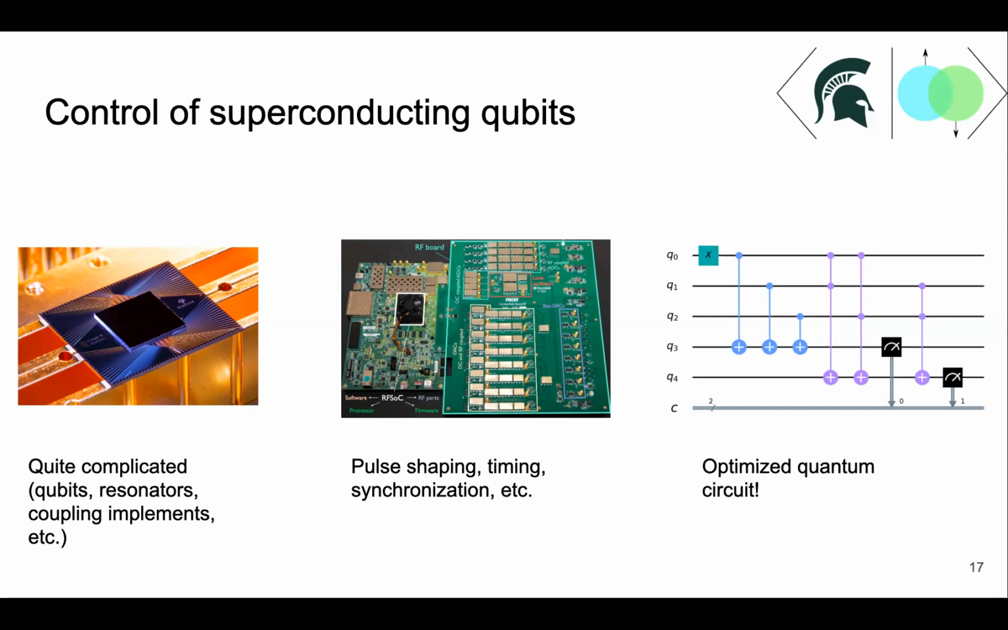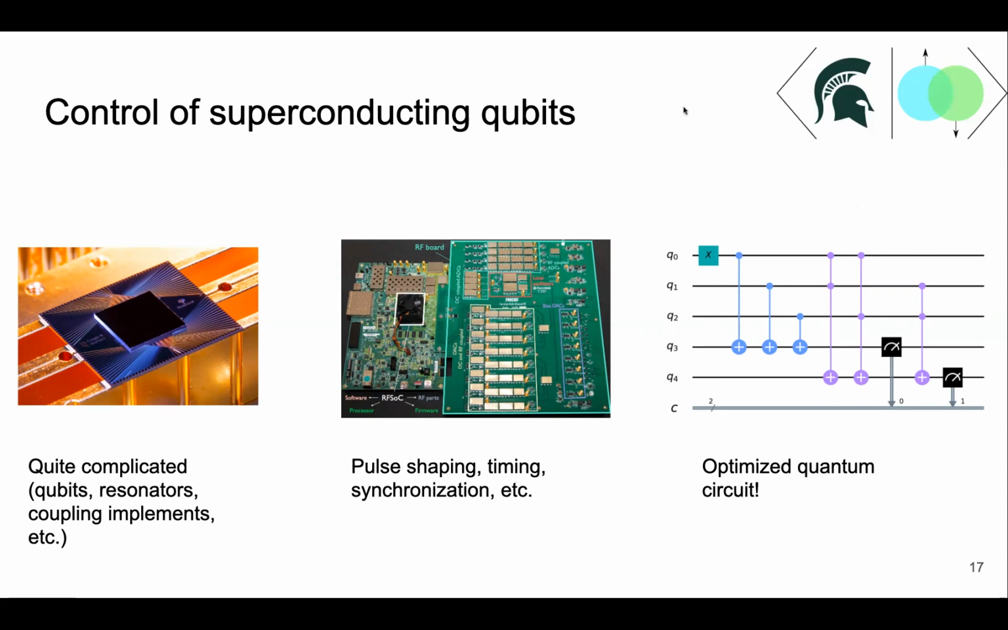And our job is to create something that looks like this, which is sort of an optimized quantum circuit that we could put into something like QuIC or your favorite quantum simulator. And we want the results, which are experimentally produced on the left, to more or less match the results produced by our simulator on the right.